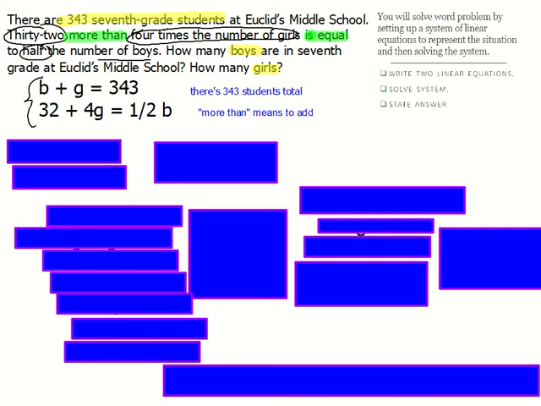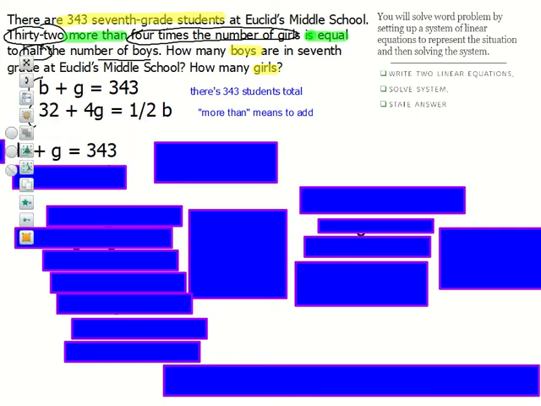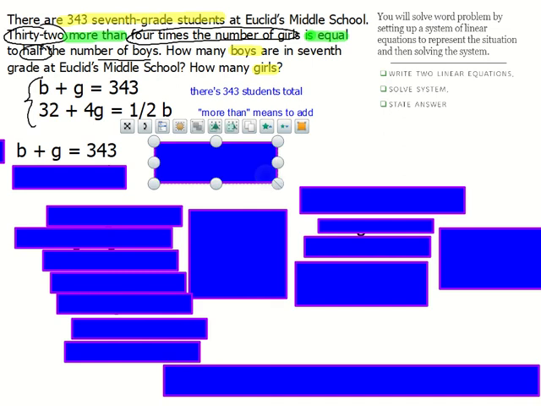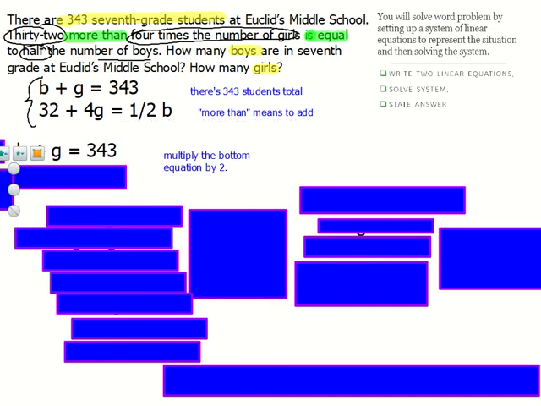So for this system, again, you could use either elimination or substitution. I'm going to use substitution. So what I'm going to do is first copy that first equation down, and I'm going to revise that second equation. See how you have 1/2 B? Well, if you multiply that equation by 2, you'd have B.